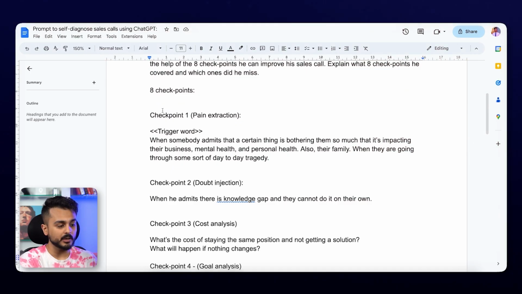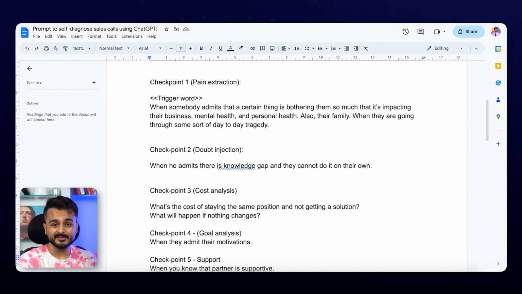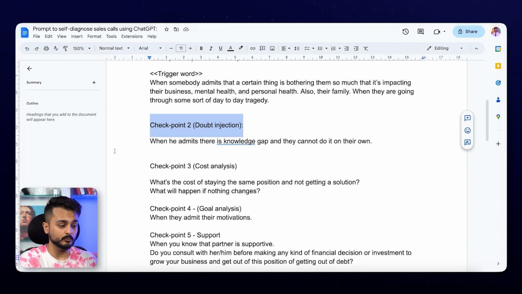Now, that being said, what are these checkpoints? Well, in order for a sale to happen successfully, the first thing is you must make sure you're able to extract sufficient pain from the prospect. If you're not able to extract enough pain, and if there is not a problem to be solved, then basically you've just lost the sale already. The second thing you must do is inject a doubt in the prospect's mind so that they start thinking, oh, whatever this problem is that I just told this individual, I'm not able to solve it on my own, and there's some knowledge gap.